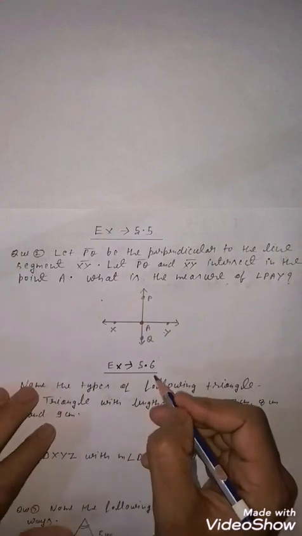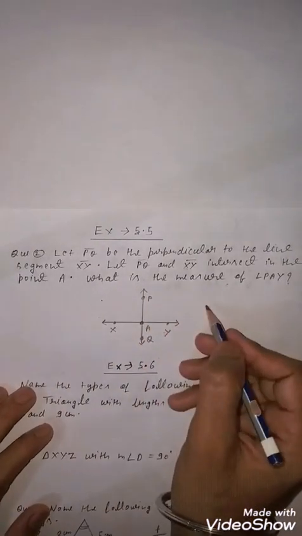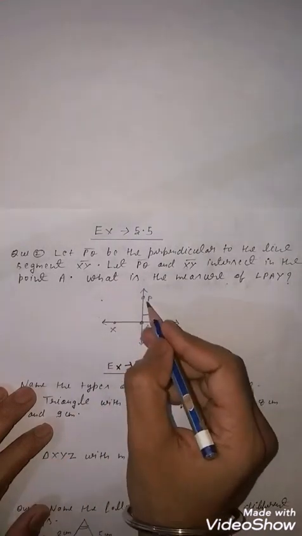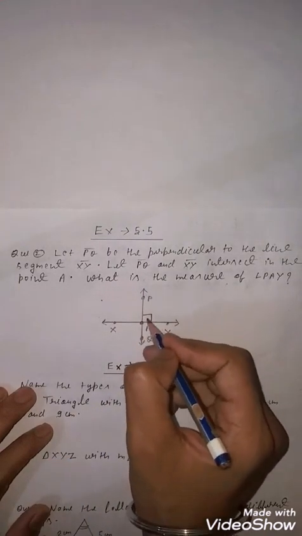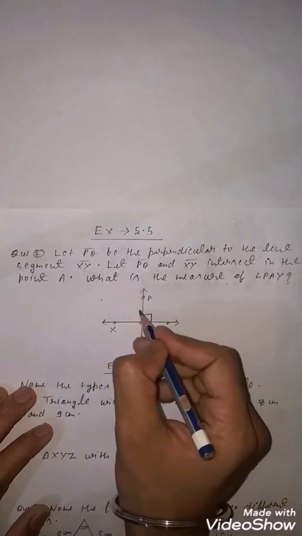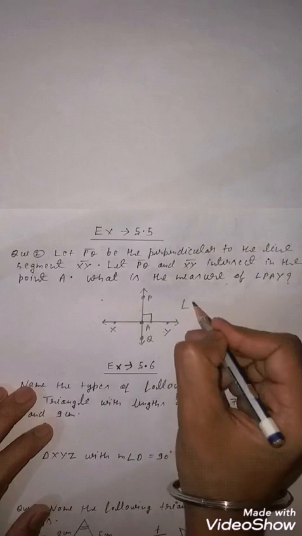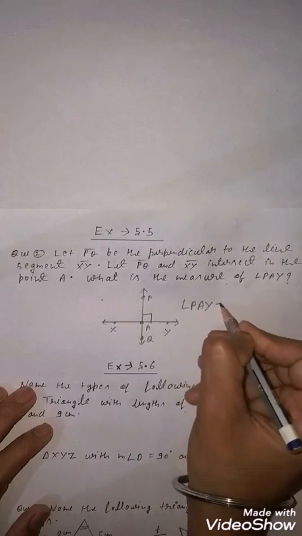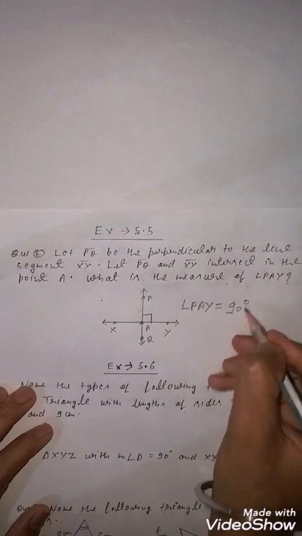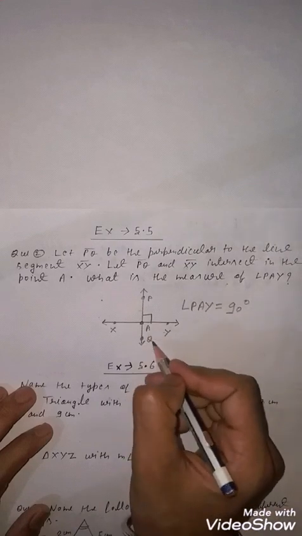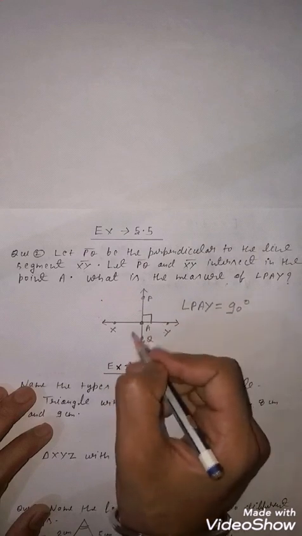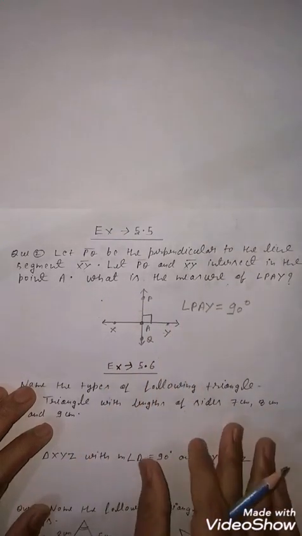Clear, students? Now what is given? What is the measure of angle PAY? So you have to find out this one, student. Now you can clearly see PAY and all are of what? 90 degree, a right angle. So you can write down angle PAY equal to 90 degree. If I want to know the measure of angle QAY, so also QAY is 90 degree. XAQ is also 90 degree. PAX is also 90 degree. Meaning all angles are of 90 degree.